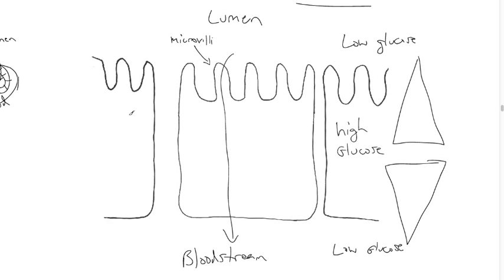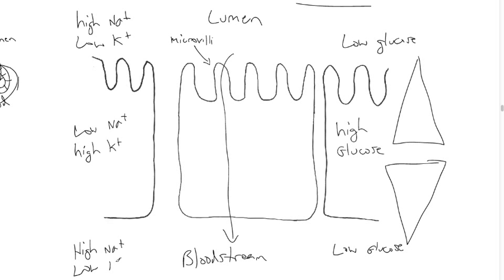The other thing, ions that we're going to be dealing with are sodium and potassium. And just remember that there's always going to be very high sodium on the outside of cells, low sodium on the inside of cells. Okay, so again, down by the bloodstream, there'll be high sodium. And then the converse with potassium. There's going to be low potassium on the outside of the cells, high potassium on the inside of cells.